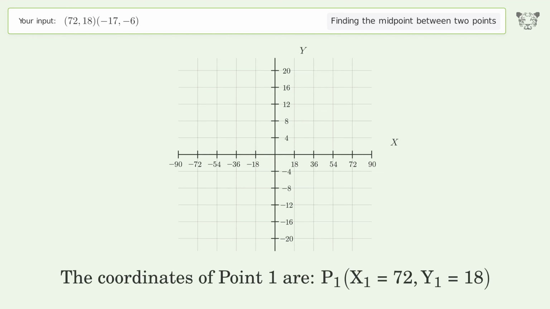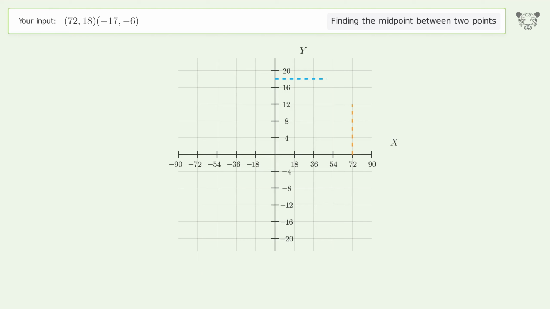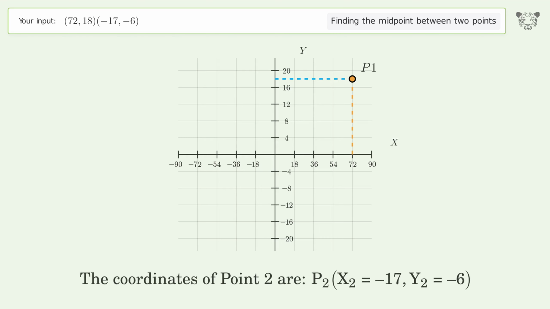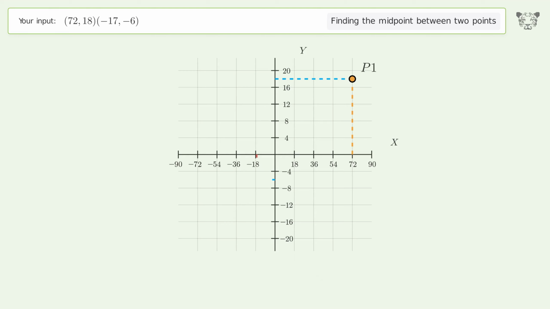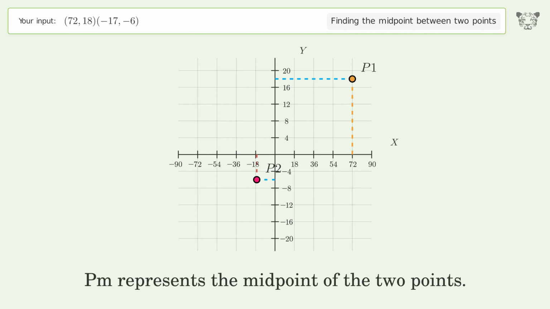The coordinates of point 1 are, x1 equals 72, y1 equals 18. The coordinates of point 2 are, x2 equals negative 17, y2 equals negative 6. PM represents the midpoint of the 2 points.